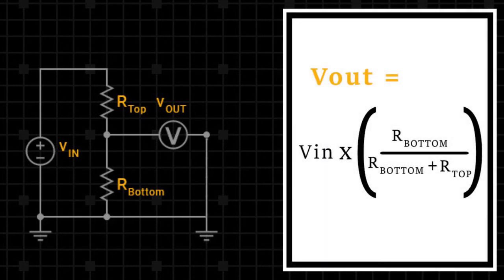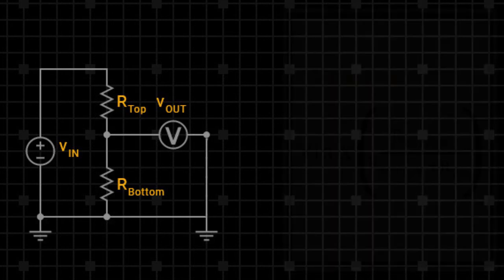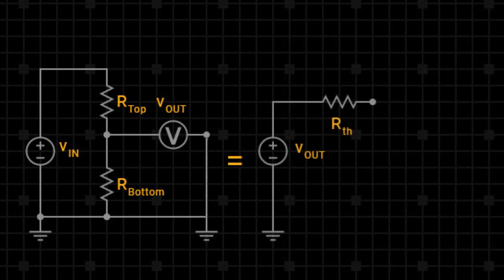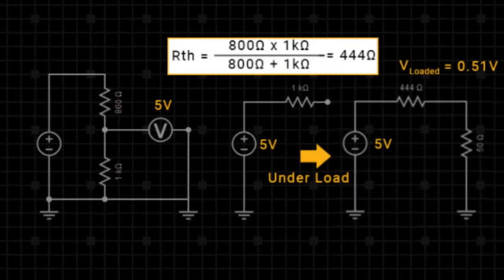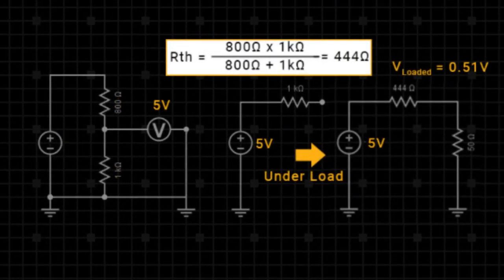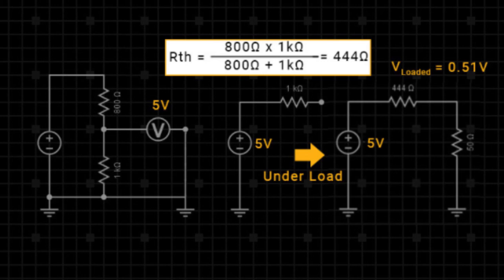But if you want to screw around with resistor values and see what you can get away with, you can calculate the Thevenin's equivalent resistance of the voltage divider using this equation. And yes, it also happens to be the same as the parallel resistance equation. Once you have calculated the Thevenin's equivalent circuit, you can calculate how much voltage your load is going to receive using the voltage divider equation from earlier.